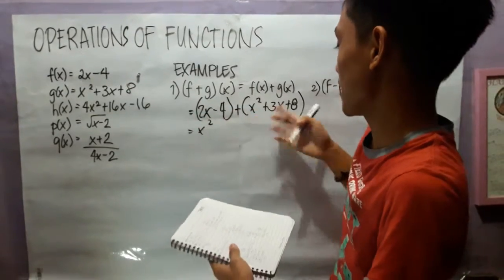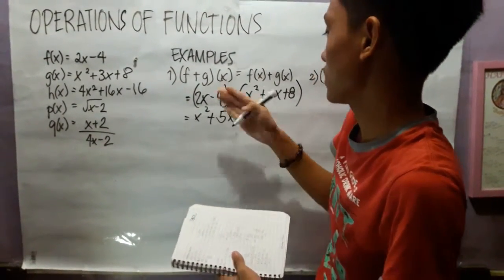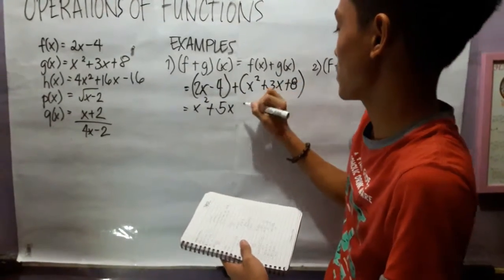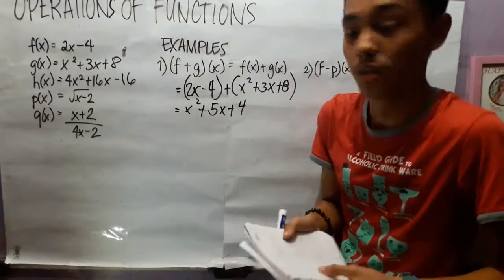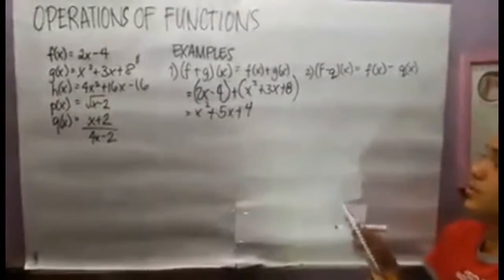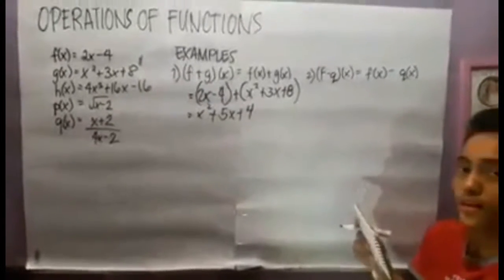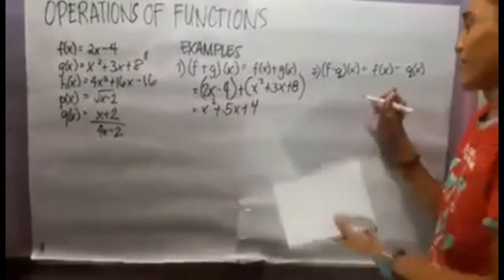Now, 2x plus 3x is equals to 5x. And negative 4 plus 8 is equals to 4. Now, our answer is x squared plus 5x plus 4. Now, let's move on to number 2, which is f of x minus 5 q of x. Based on our given, unahin natin si f of x.